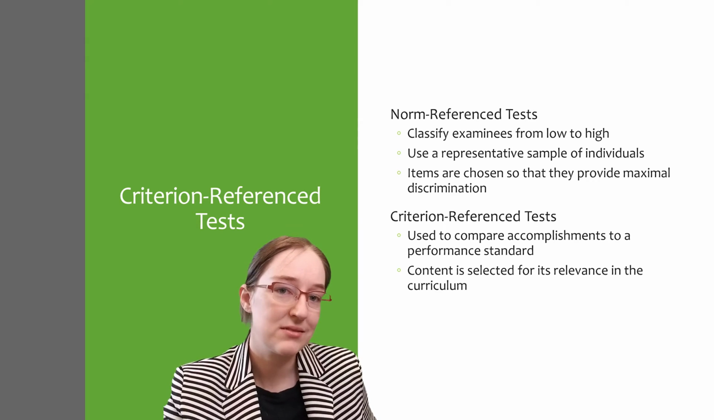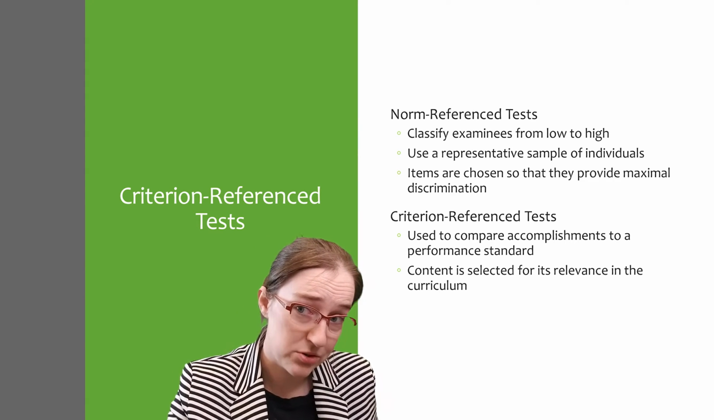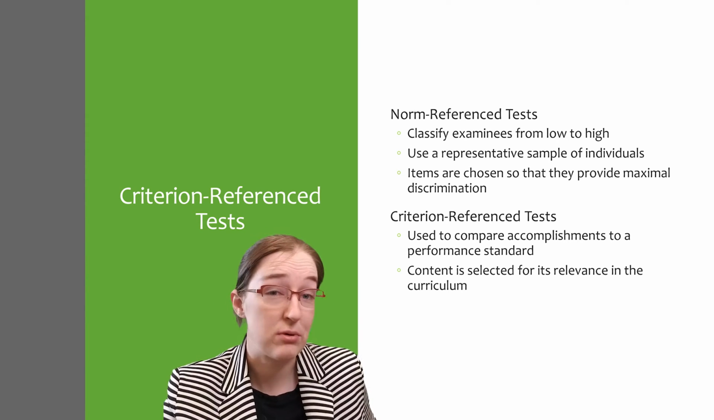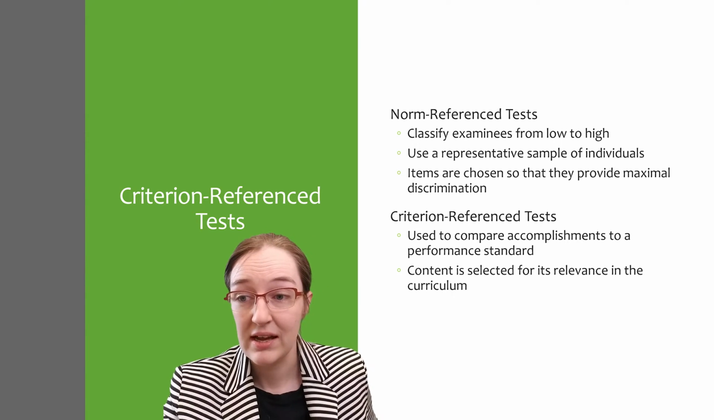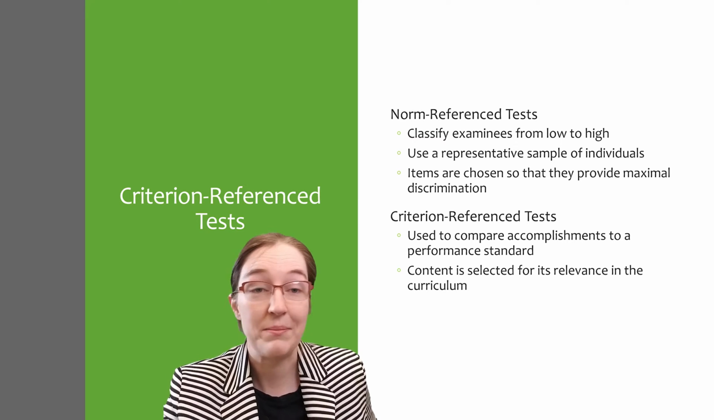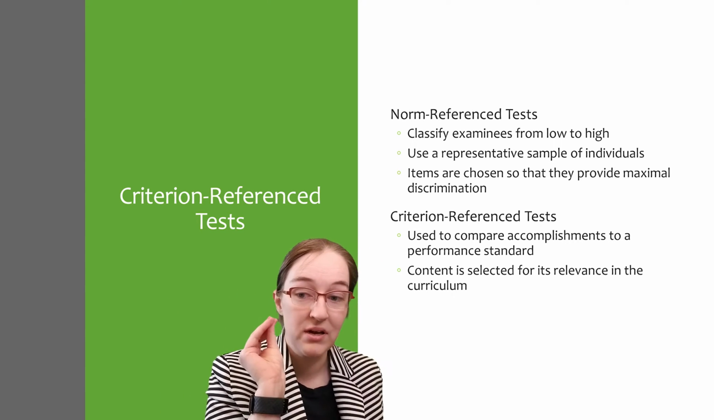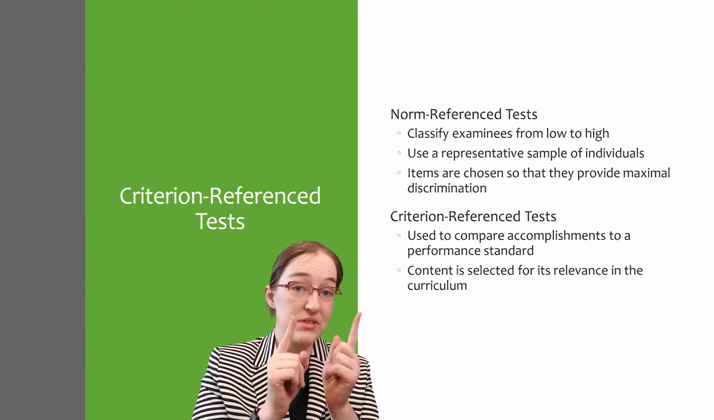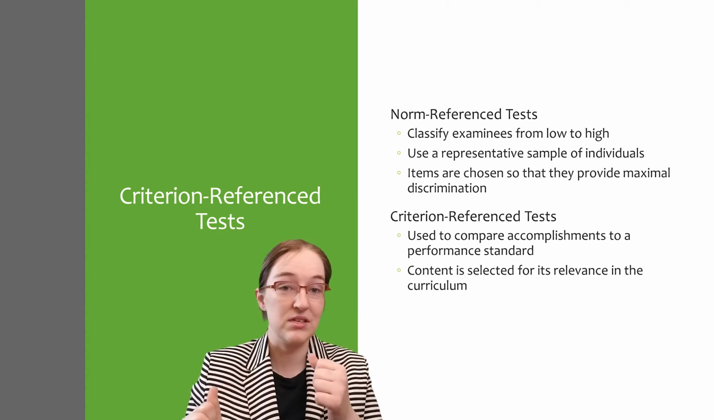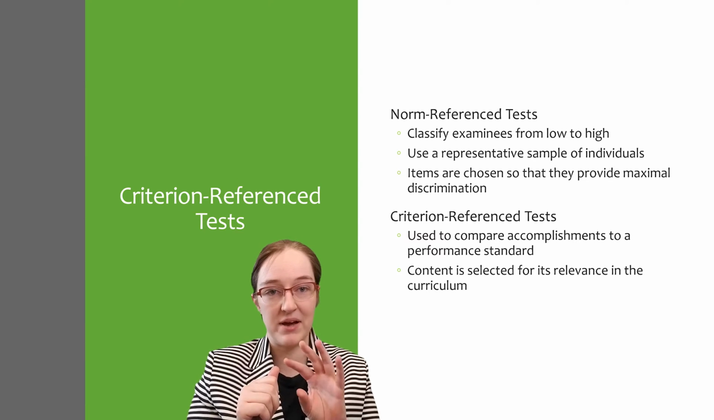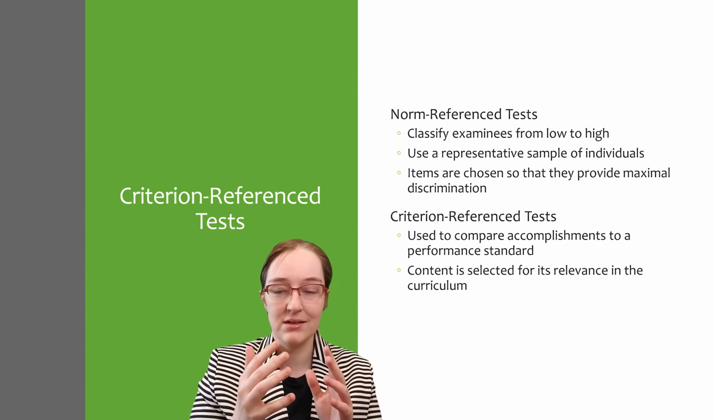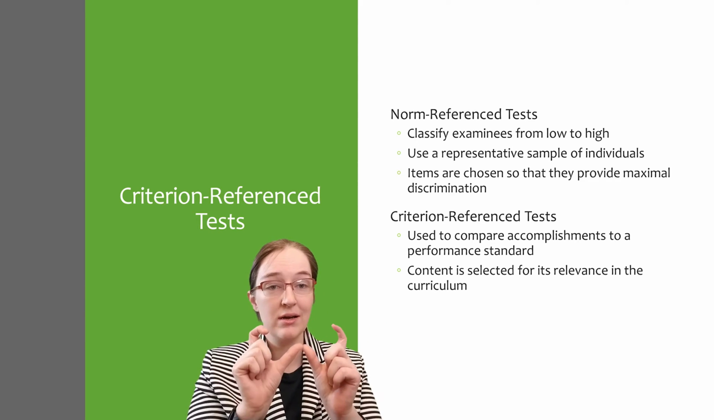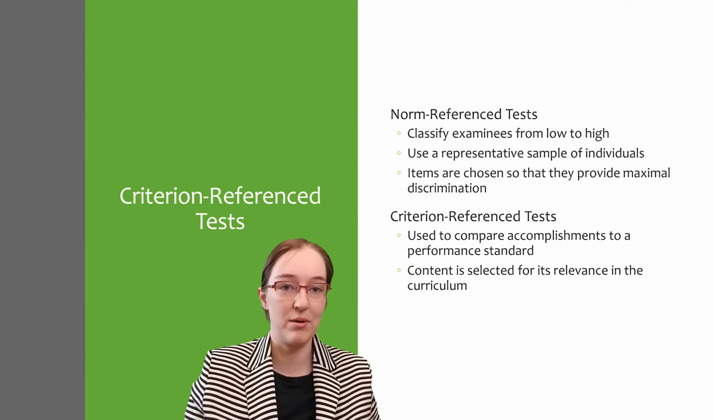Norm reference tests, just to reiterate, because these are super important too, classify examinees from low to high. They use a representative sample of individuals, and the items are chosen to produce maximal discrimination, the maximum ability to distinguish between those who know the material and those who don't. Typically for test questions, this means about 50% of people will get a question right versus wrong, because that distinguishes the halfway point. That's the idea.